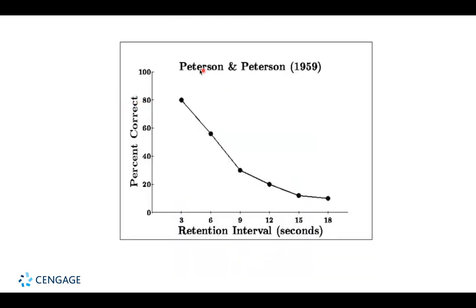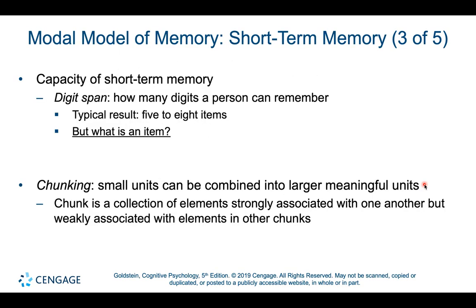And here's their data. This was originally done by Peterson and Peterson in 1959. We can see that at very low retention intervals, so only counting backwards for like 3 seconds, people are very good. And the longer we make them count backwards, the worse performance. So now we know something about the duration of short-term memory. What about the capacity of short-term memory? How much information can you remember?